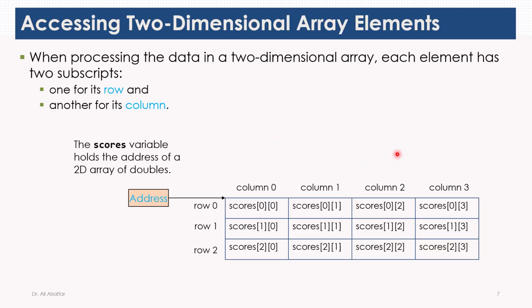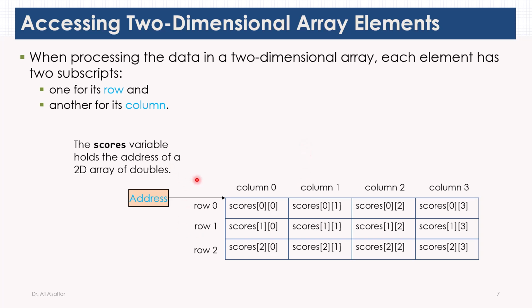The next question is how to access their elements. You know that for processing two-dimensional arrays, you need two subscripts. The first one is for the row number, and the second one is for the column number. When we say subscripts, it means indices. We have two dimensions, so the first dimension represents the row number, and the second dimension represents the column number. If we go back to our scores variable, which was an array of size 3 by 4, 3 rows, 4 columns, now how do we access its elements?